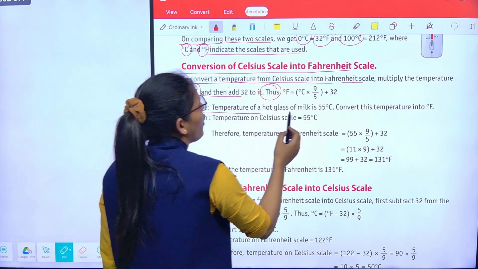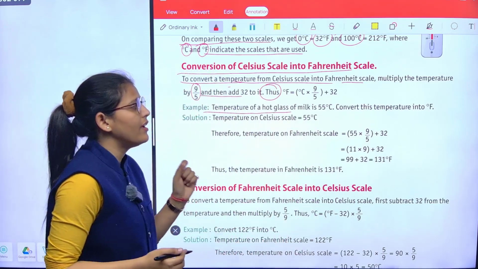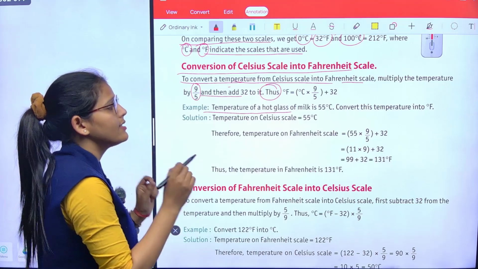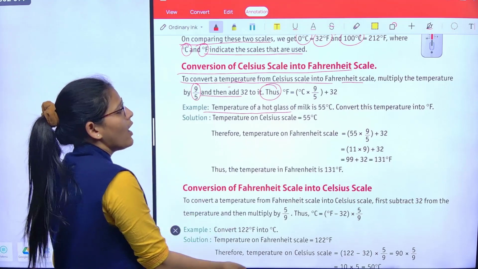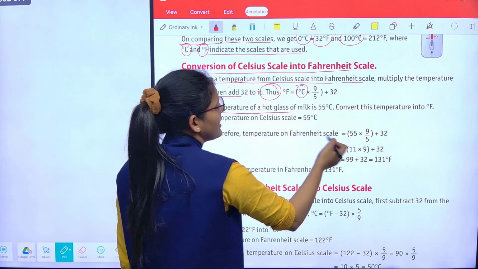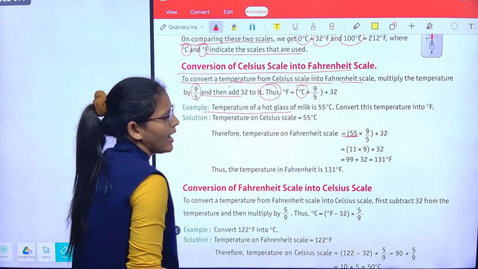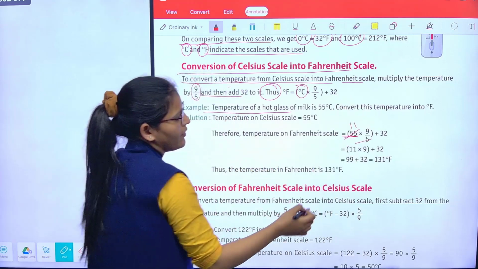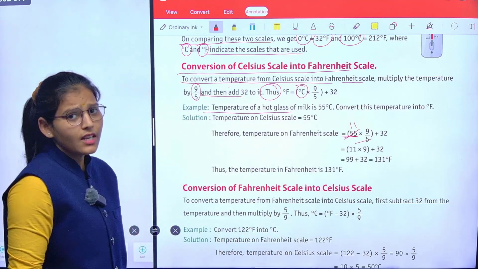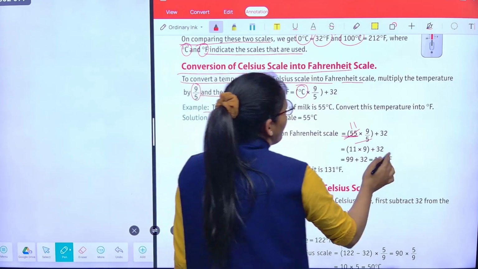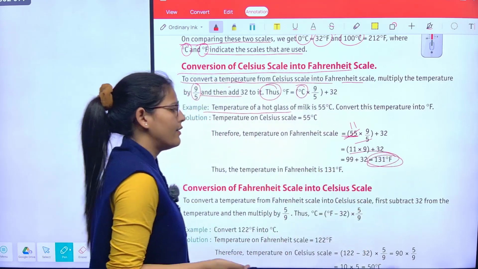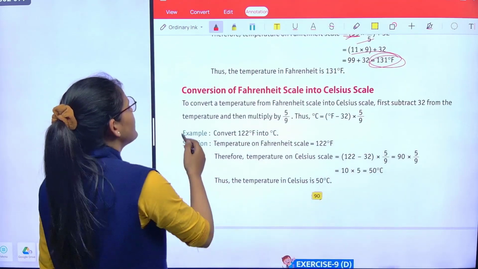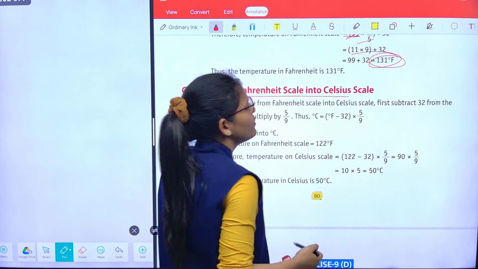Sample: the temperature of a hot glass of milk is 55 degrees Celsius. Convert this temperature into Fahrenheit. Now class, this was our formula, Celsius, that is 55, multiply 9/5 plus 32. 5 11s are 55. Now 11 9s are 99 plus 32, 131 degree Fahrenheit.